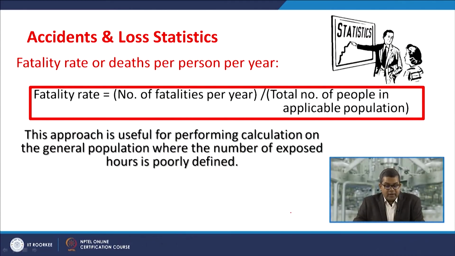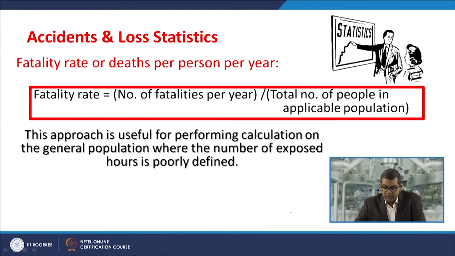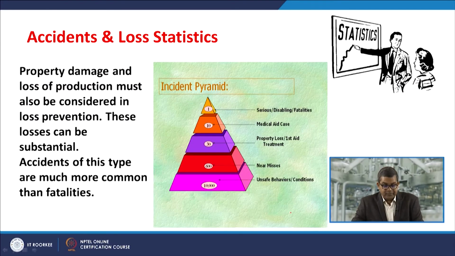The third one is the fatality rate, or deaths per person per year. That is the number of fatalities per year divided by the total number of people in the applicable population. That means you may cover the plant as well as the outer periphery. Just like in the Bhopal gas tragedy, none of the fatalities was attributed within the plant premises, but whatever fatalities took place were around the plant site. So the fatality rate was on the higher side, irrespective of FAR being the same as the previous one. This approach is useful for performing the calculation on the general population where the number of exposed hours is poorly defined.